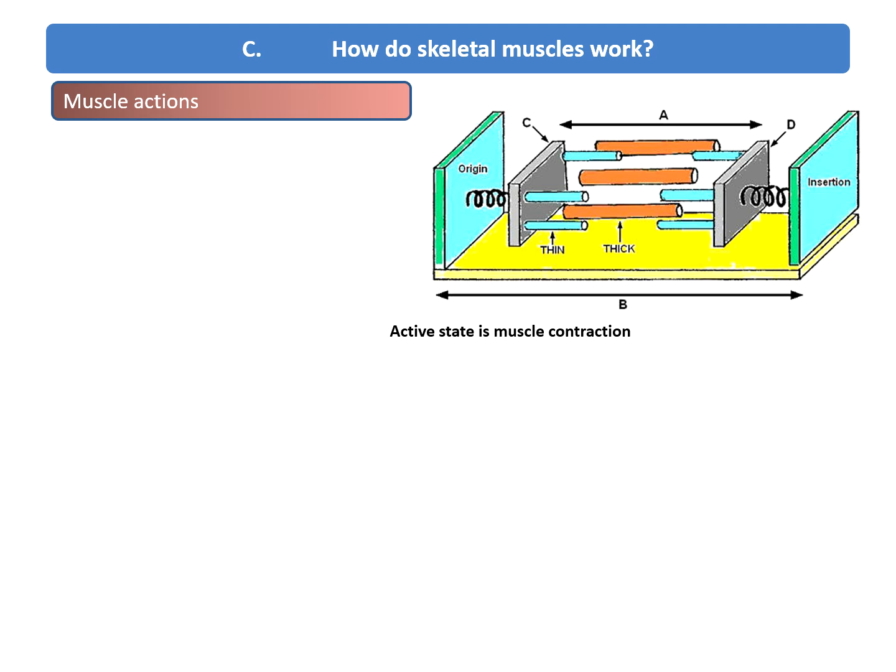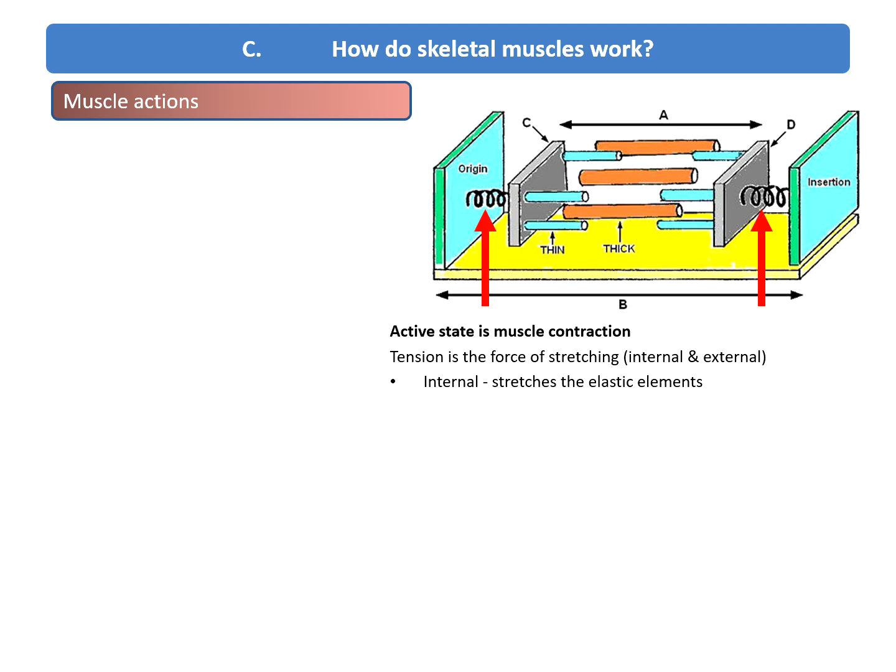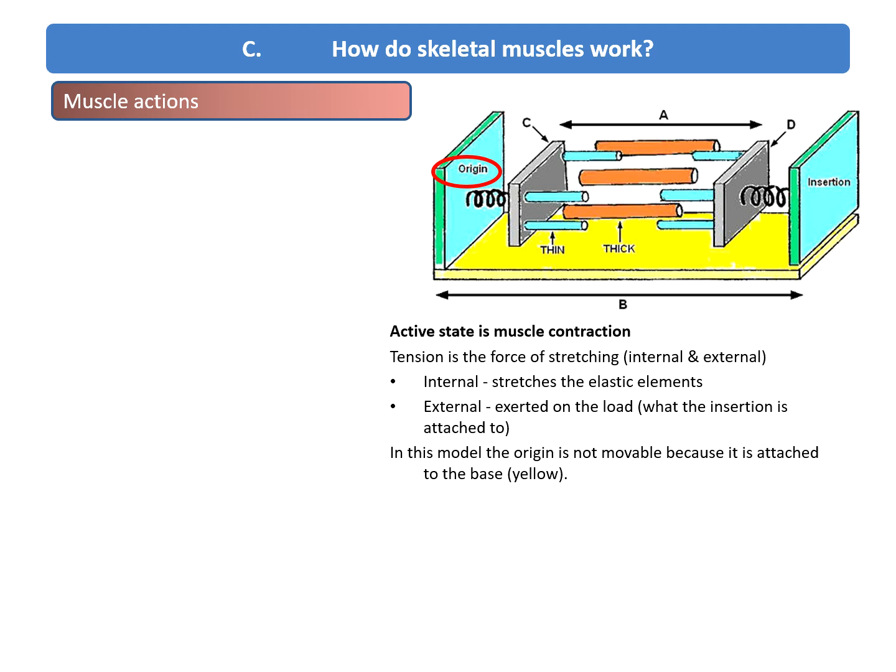Now, the active state is the state of muscle contraction. Tension is the force of stretching. There may be internal tension and there may be external tension. Internal tension stretches the elastic elements. External tension is exerted on the load. That's what the insertion is attached to. In this model, the origin is not movable because it is attached to the base. The insertion is movable.